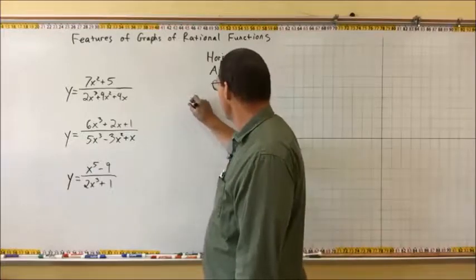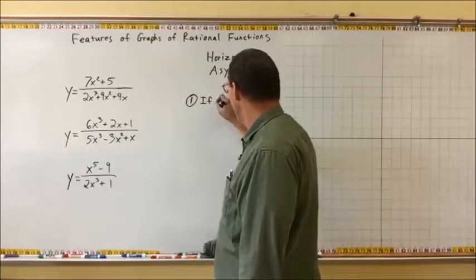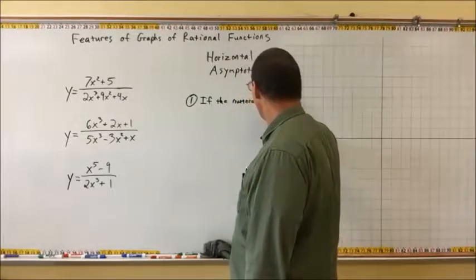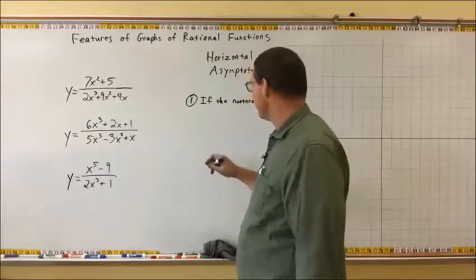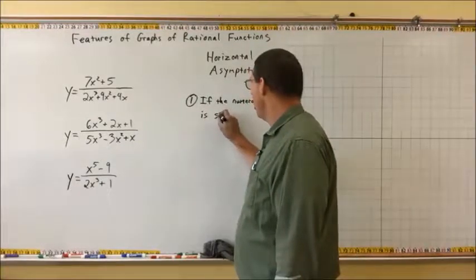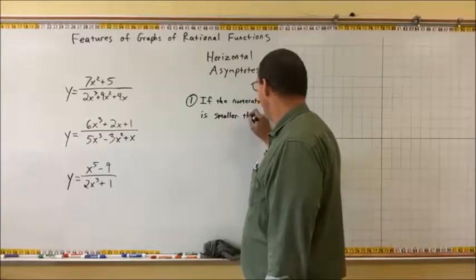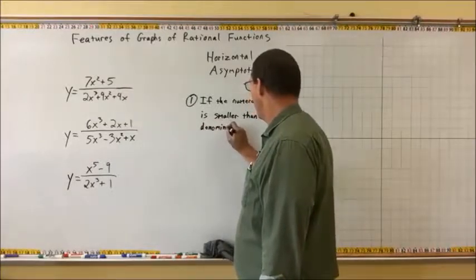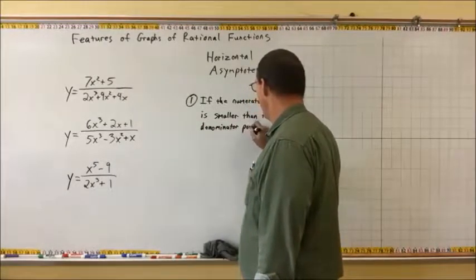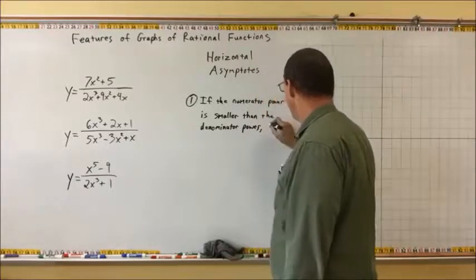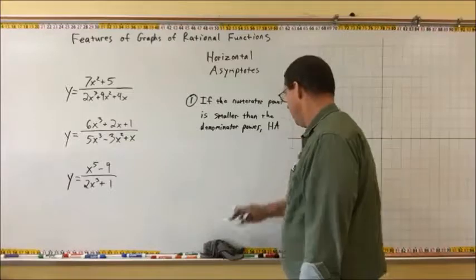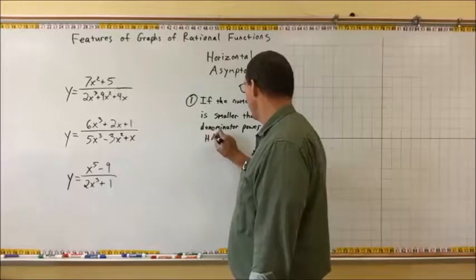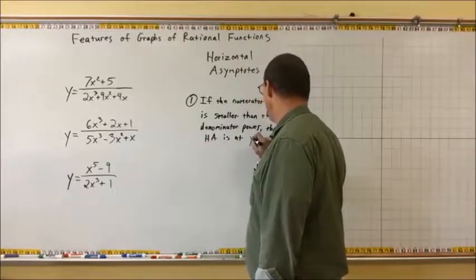There's only 3 possibilities. The first possibility is this. If the numerator power or degree is smaller than the denominator power, then the horizontal asymptote is at y equals 0. The horizontal asymptote is at y equals 0.